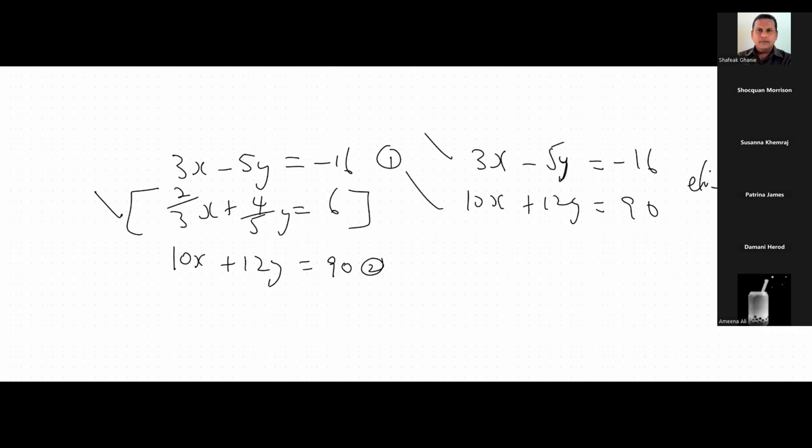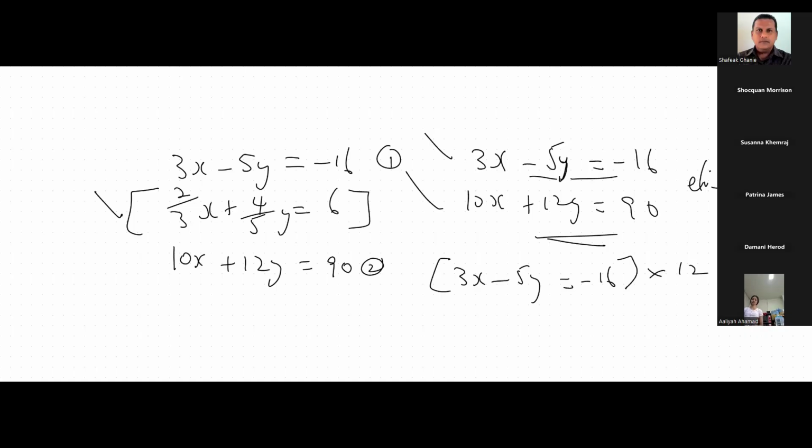How we do that is we take the coefficient of y in this equation and multiply that one, and take the coefficient here and multiply here. We're not going to do the negative, we're going to use the 5. So we'll take 3x minus 5y equal to minus 16 and multiply that by 12. Then I'll take 10x plus 12y equal to 90 and multiply all of that by 5, right? And what will we end up with?